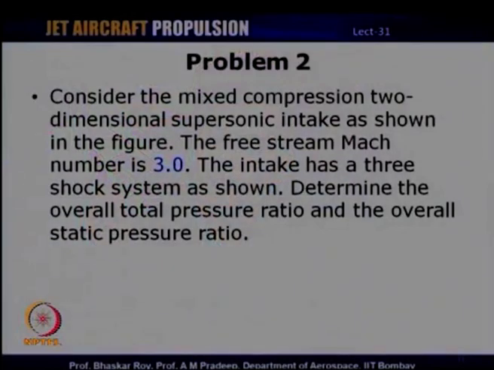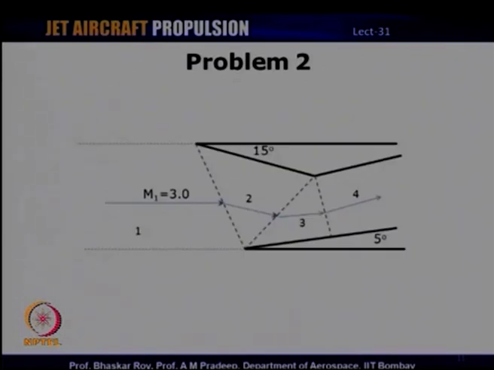This is a mixed compression 2-dimensional intake, which is supersonic, and there is a figure for that. Consider the mixed compression 2-dimensional supersonic intake as shown in the figure. The free stream Mach number is 3, and the intake has a 3 shock system as shown in the figure. Determine the overall total pressure ratio and the overall static pressure ratio. This is the problem that is at hand for us now.